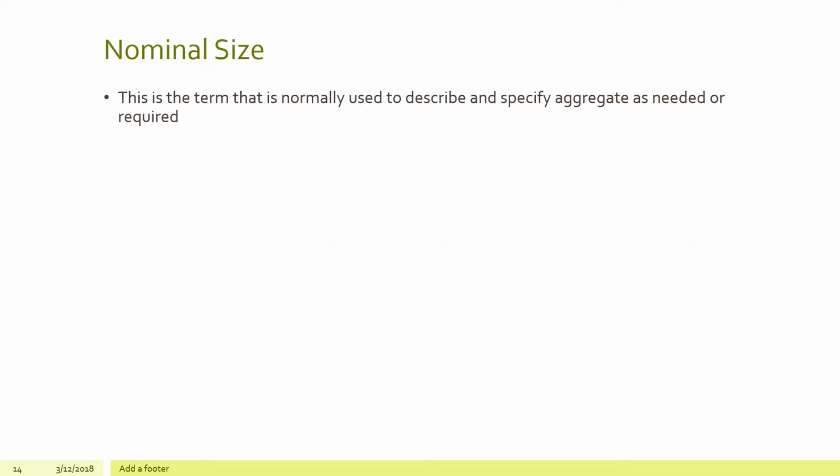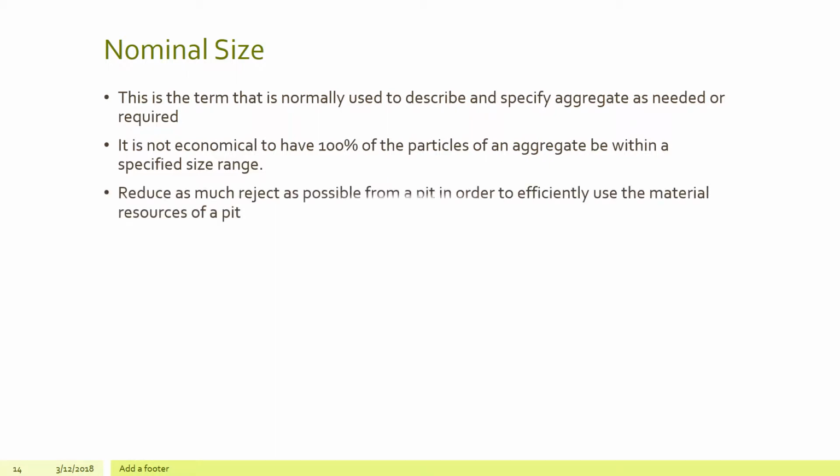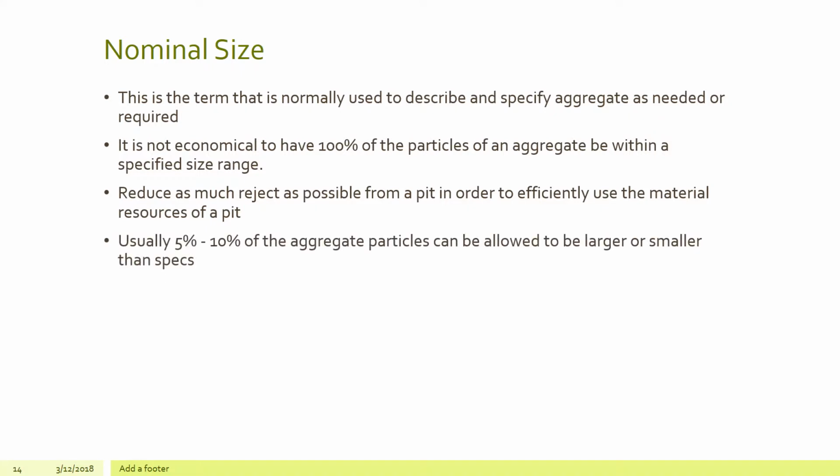Nominal size, this is the term that is normally used to describe and specify aggregate as needed or required. It is not economical to have 100% of the particles of an aggregate be within a specific range or size that we have. Again, this is all specifications spelled out by the design professionals. Reduce as much rejected as possible from the pit in order to efficiently use the material resources of a pit that we are excavating. And usually 5 to 10% of the aggregate particles can be allowed to be larger or smaller than the specs that we have.